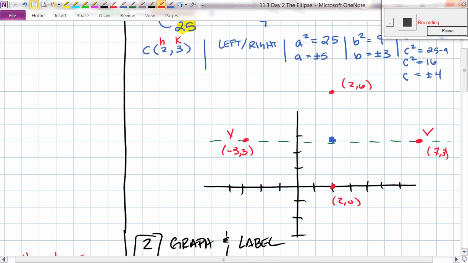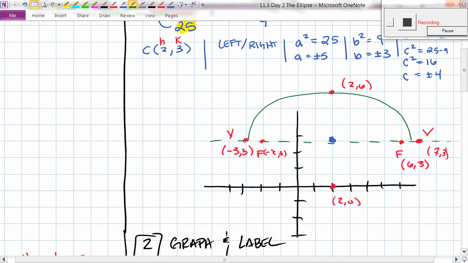Perfect. Last, let's label our focal points, which are plus or minus 4 to the right and left of the center. So I'll go 1, 2, 3, 4. So this point here is a focal point, and that is at the point 6 comma 3. And then let's go 4 back, 1, 2, 3, 4. Another focal point, which is negative 2 comma 3. Now you have all the information that you need to make a sketch, which I think is the most difficult part of the whole day.